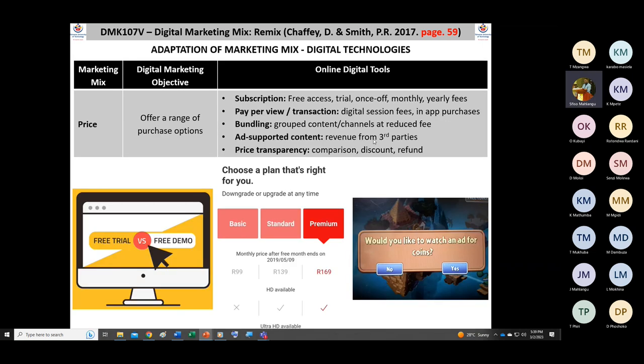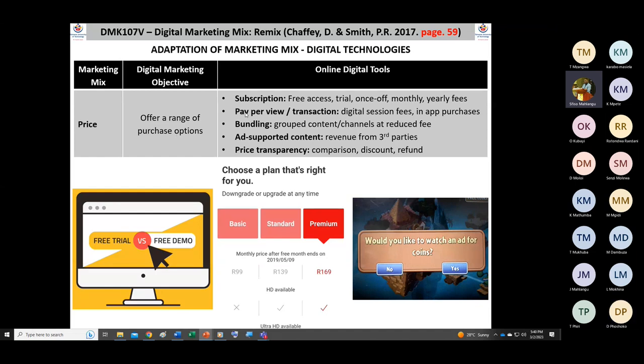So number two, which is the price element. Our objective is to offer a range of purchase options. So usually when people buy products in a mall, we'll always compare a person who's more traditional against a digital customer. They are limited in terms of purchase options. Maybe they can only use cash, usually the most used payment method, or maybe they swipe with a machine there, which is usually credit cards, debit cards, and so on.